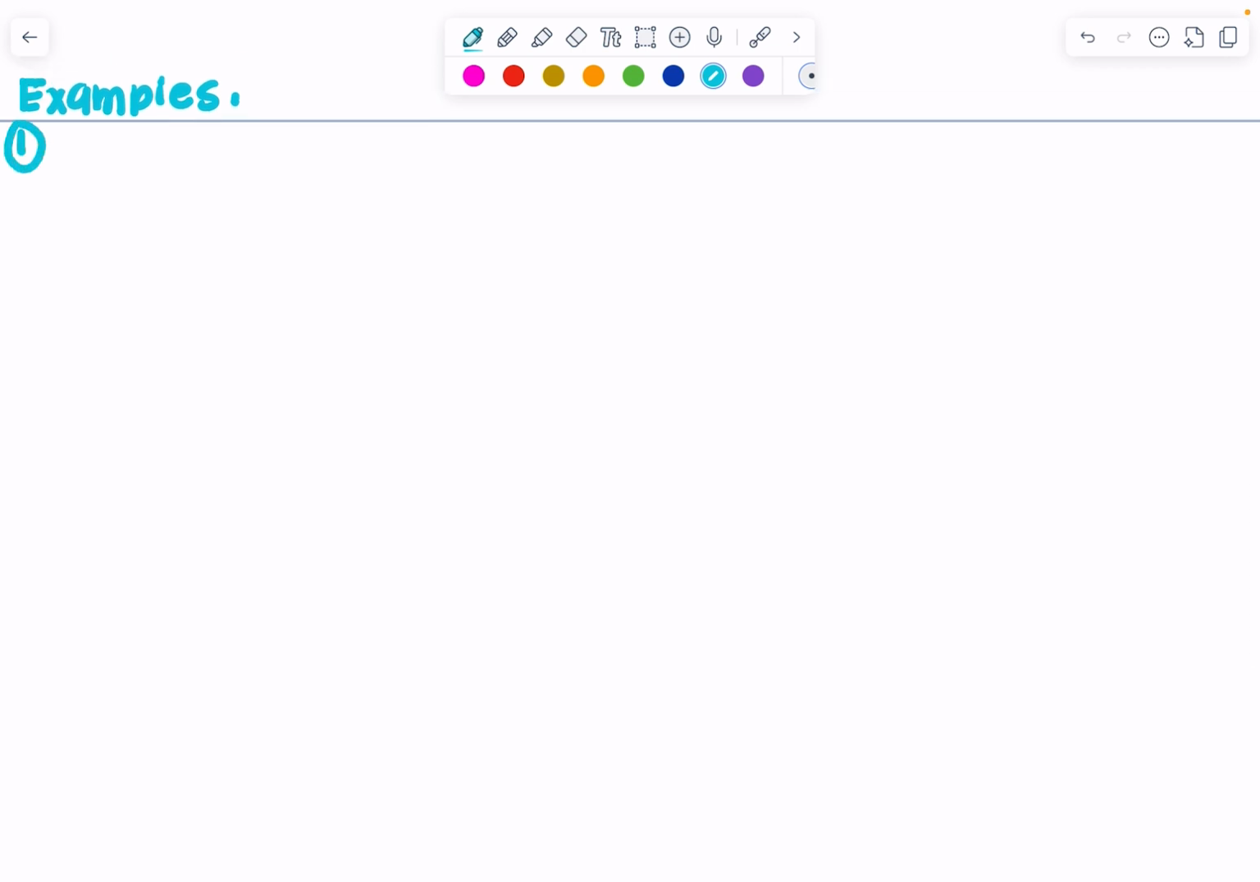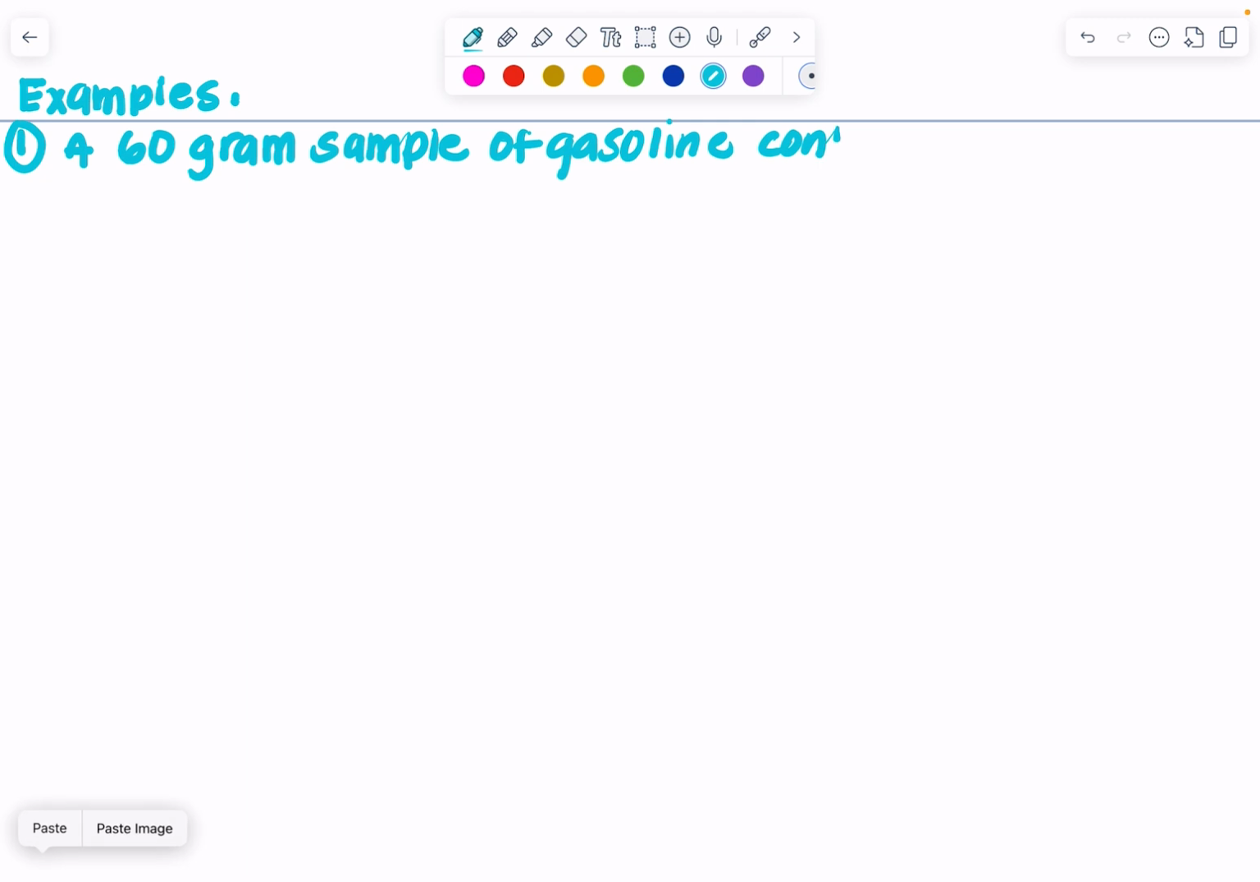I'm going to give you 2 examples of finding the empirical formula, one given mass, one given percentages, and then you should be able to work on your assignment for the rest of class. Let's do a 60-gram sample of gasoline that contains 38.43 grams of lead, and lead is Pb.